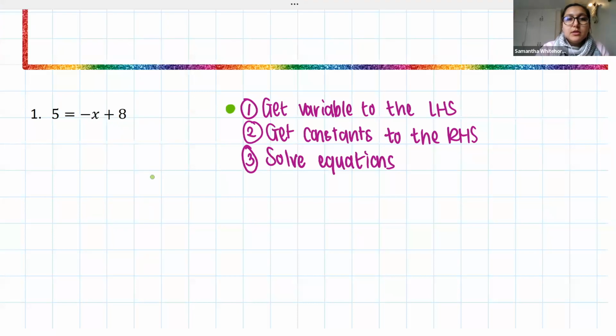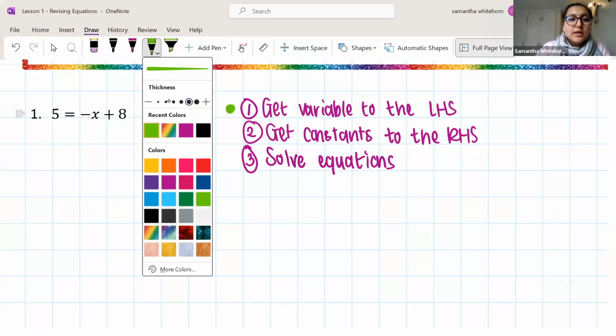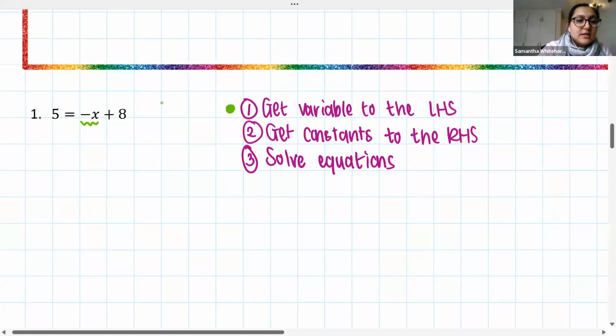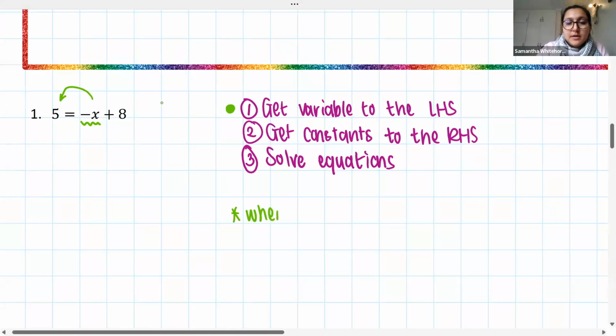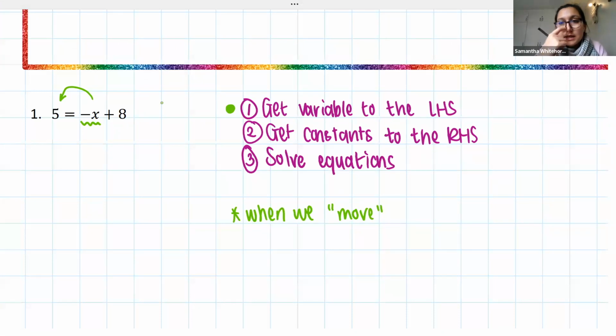So if we follow these 3 steps, the very first step tells me that I need to get my variable to the left-hand side. What that means is I need to take this negative x, and it somehow needs to move itself across that equal sign. Some of you used the word transpose. Basically, we want to move it across the equal sign. Now, whenever we move terms across the equal sign, we need to remember to change their sign. And this is where inverse operations comes in.